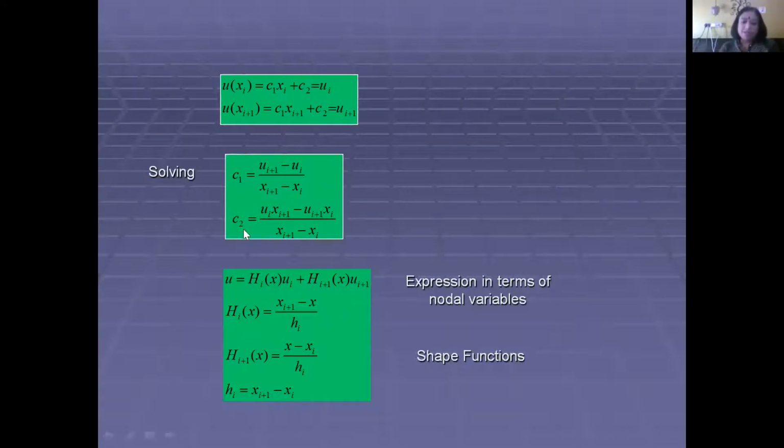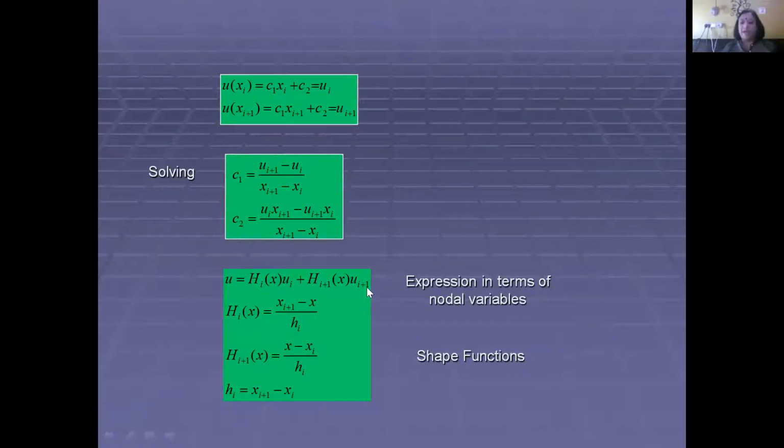Now, this expression can therefore be written in these terms. u is equal to Hi(x) ui plus Hi+1(x) ui+1. So whatever I have in terms of x, I club it together in a capital H. So capital Hi(x) is equal to (xi+1 minus x) by hi, and capital Hi+1(x) is equal to (x minus xi) by hi. So if I have these two terms, Hi and Hi+1, my function u becomes H1 u1 plus H2 u2.